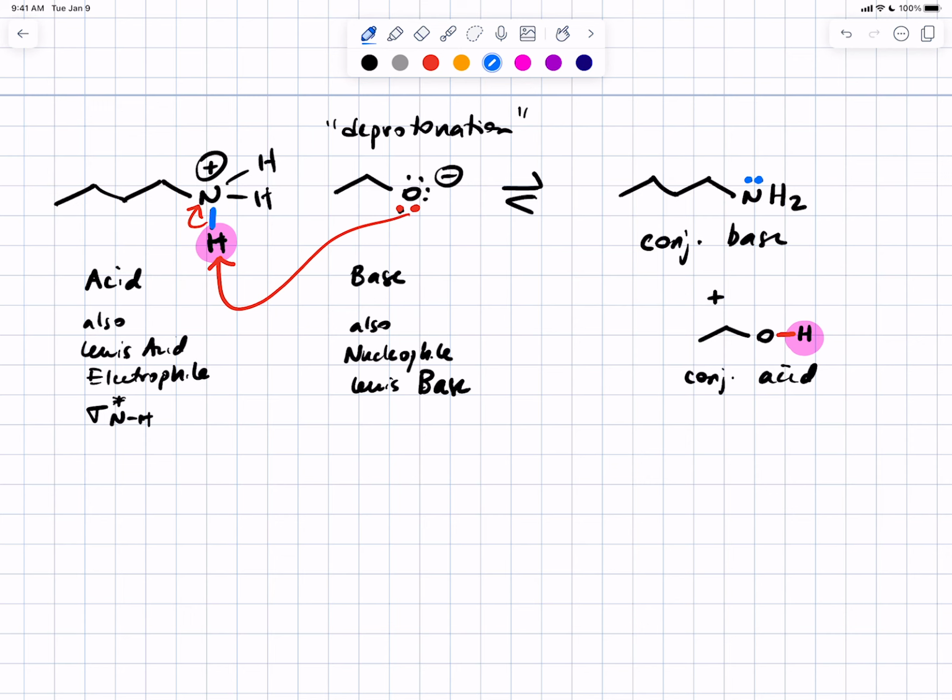So now, if I were to ask you which side is favored at equilibrium, that would be the same question as asking you which acid is stronger, the acid on the left or the conjugate acid on the right. And that is actually also the same question as, is this base a strong enough base to remove the proton from this acid, or to deprotonate the acid.